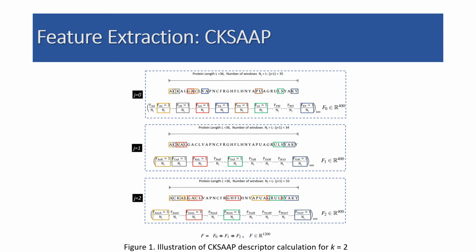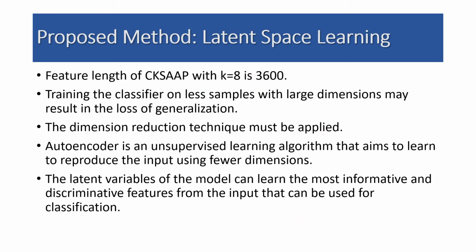In our previous research, we performed thorough experiments to determine the optimal value of K, and the best performance of the classifier was obtained by maintaining a gap value of 8. Therefore, in this study, we use the same gap value. While keeping the gap value of 8 in CKSAAP, the retrieved feature vector has a length of 3600.